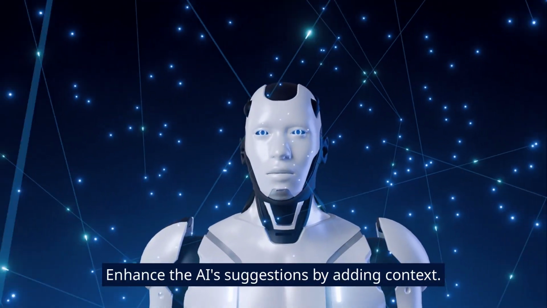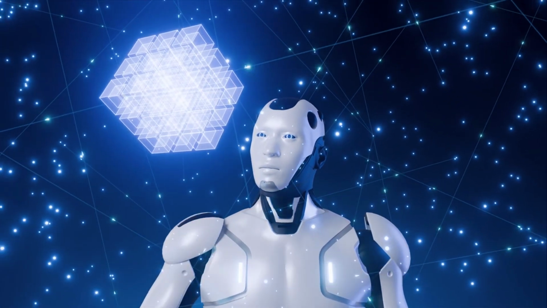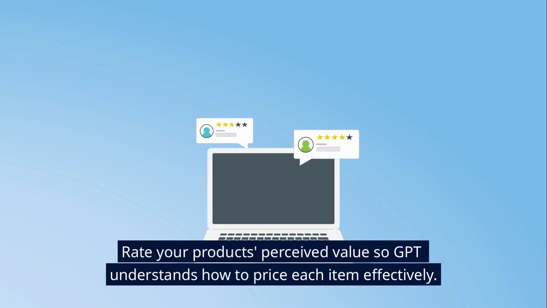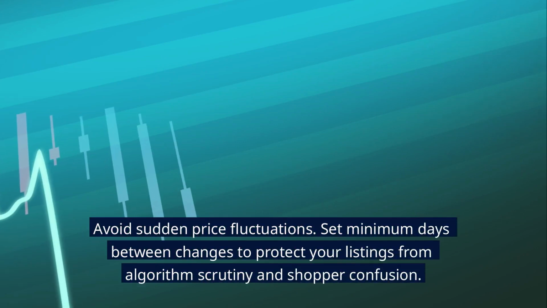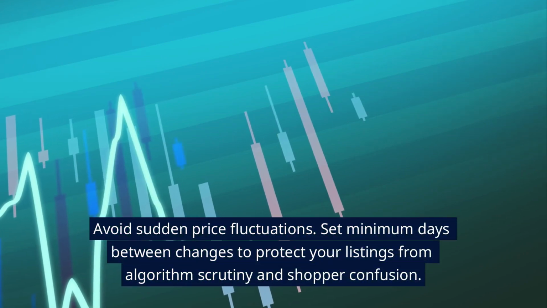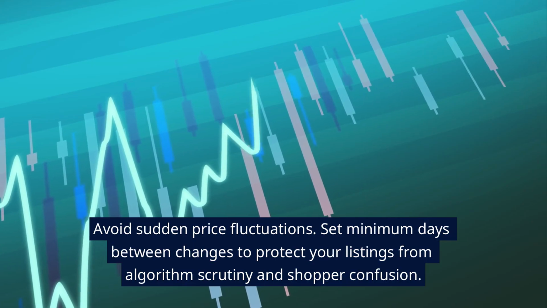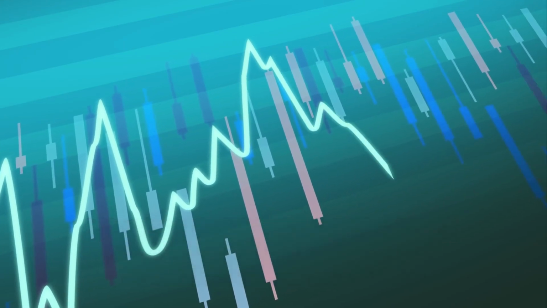Enhance the AI's suggestions by adding context. Rate your product's perceived value so GPT understands how to price each item effectively. Avoid sudden price fluctuations. Set minimum days between changes to protect your listings from algorithm scrutiny and shopper confusion.